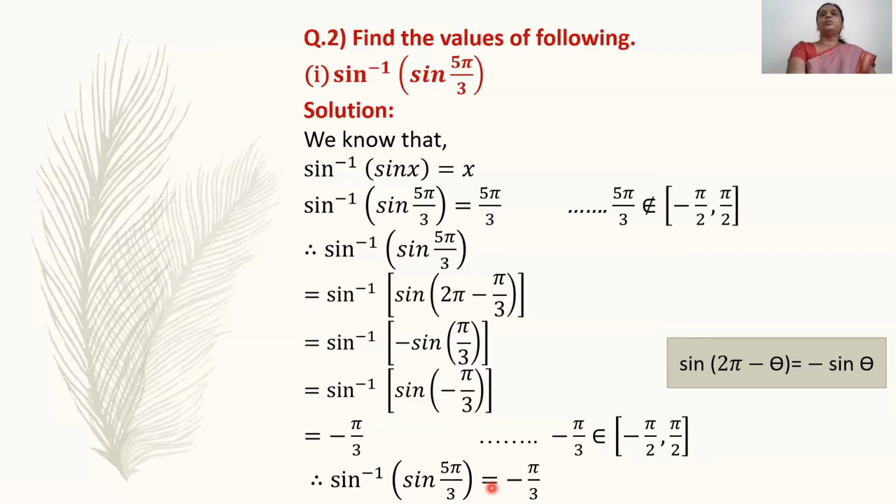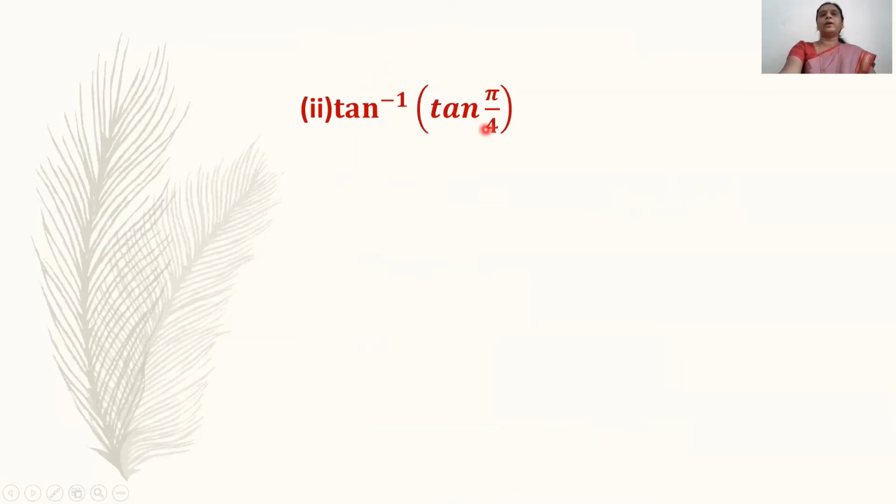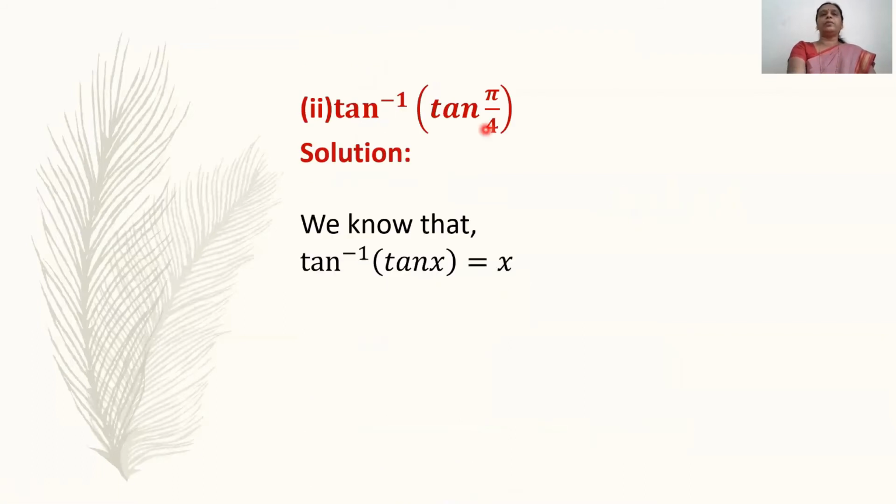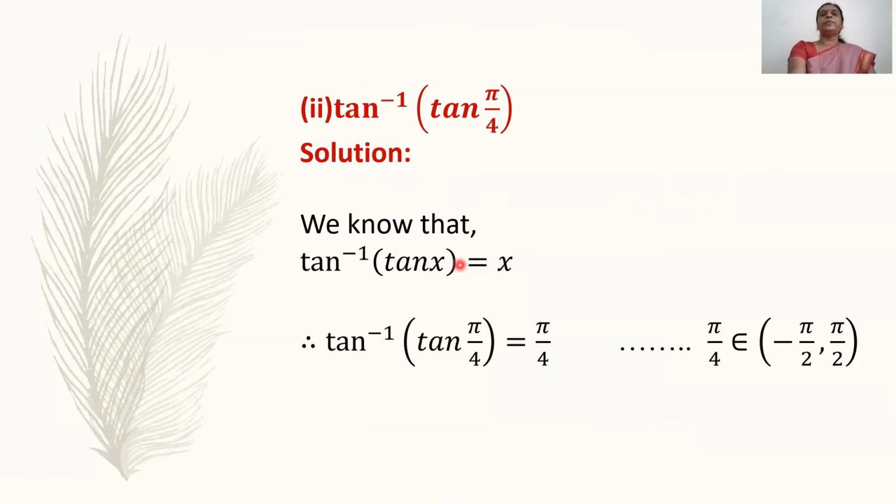You have to check only that the value lies in the range of that function or not. Find the value of tan inverse tan pi by 4. Again, we will use the last property, tan inverse tan x is equal to x. Applying this property, you can directly write tan inverse tan pi by 4 is equal to pi by 4. Now, we have to check whether this pi by 4 lies in the range interval or not.